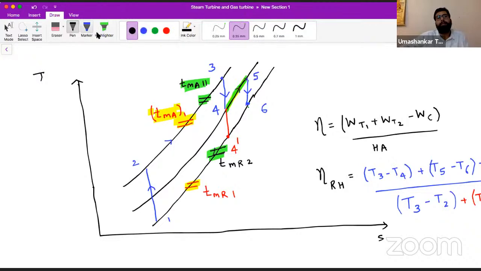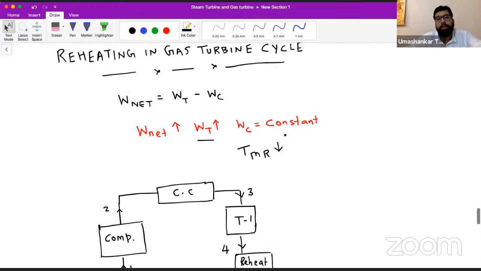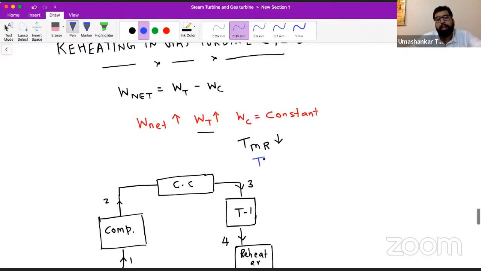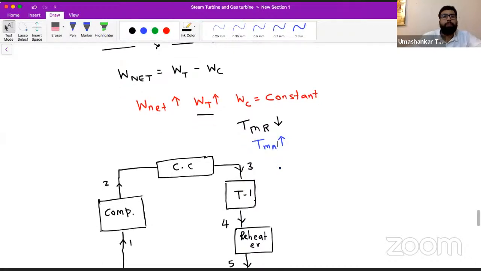So what is the effect? What is the effect on mean temperature of heat addition? So TMR decreases, but TMA increases. Okay, so what we have established in the previous session, if mean temperature of heat rejection is decreasing, the efficiency should decrease. And if the mean temperature of heat addition increases, the efficiency should increase.